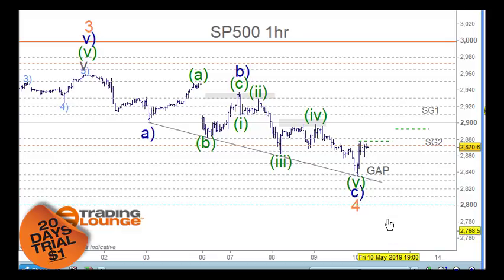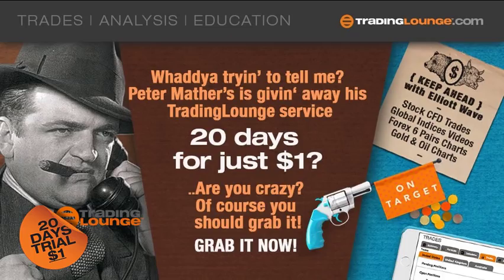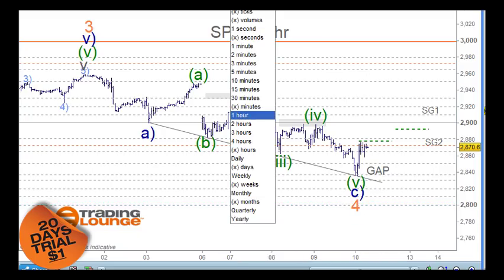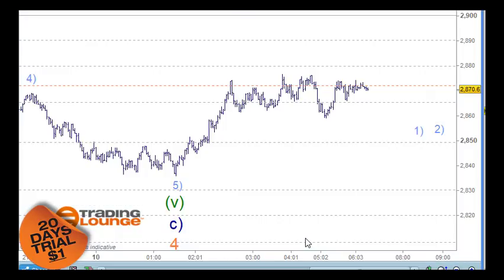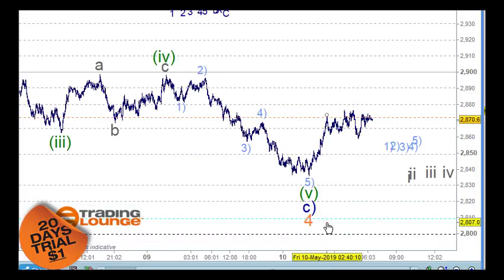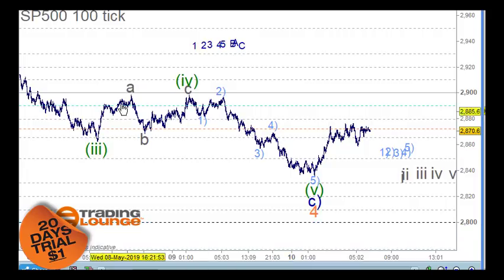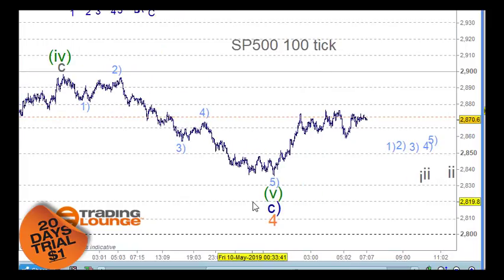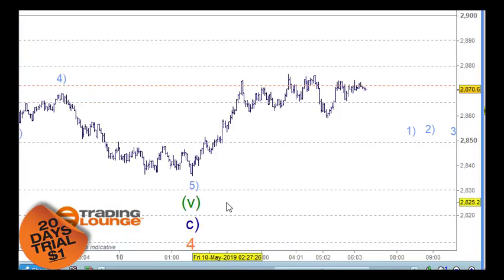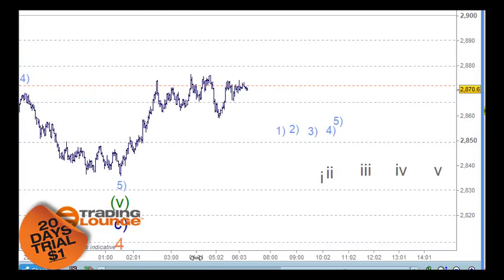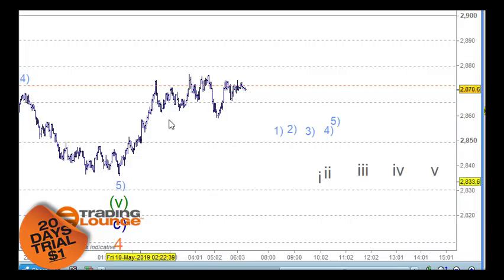Okay, we may not get very far, but it's worth a look, because obviously if it does move all the way up here, it's like, well, why didn't you get in there then? So just on the tick chart here, 100 ticks. So yeah, we're at that low here. We can count this pretty much as five waves up here. This bit is impulsive here.